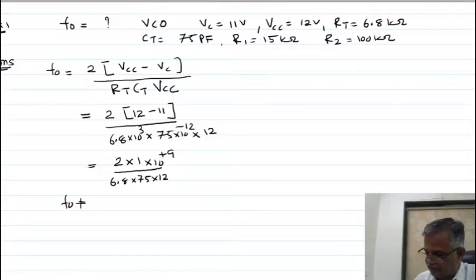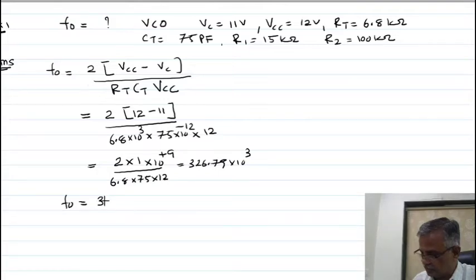If you do these calculations, you will get 326.79 into 10 raised to 3. So your answer is 326.79 kilohertz.